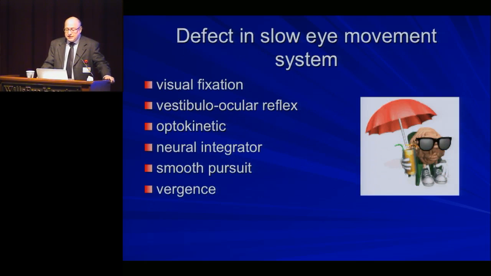So it's a defect in a slow eye movement system, and we have these 6 slow eye movement systems. We have fixation. If you want to look at an object, you've got to be able to keep your eyes steady. We have the vestibulo-ocular reflex for movements, to be able to keep your eye where you want it when your body moves. We have the optokinetic, we have the neural integrator, we have smooth pursuit, and we have vergence, both convergence and divergence.